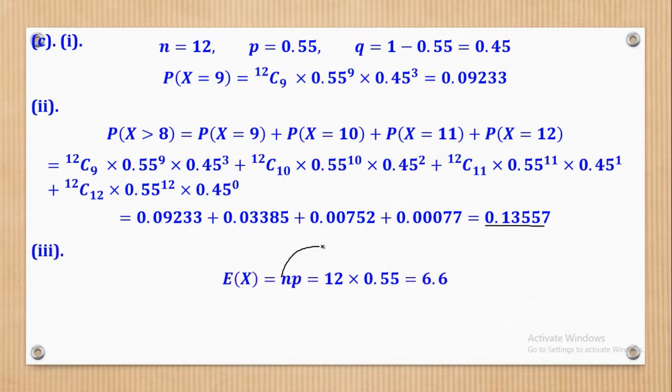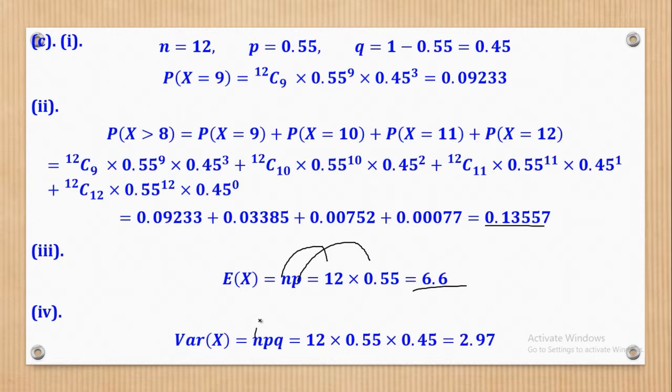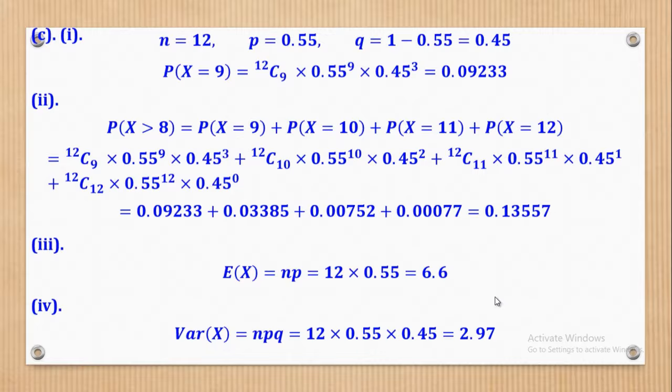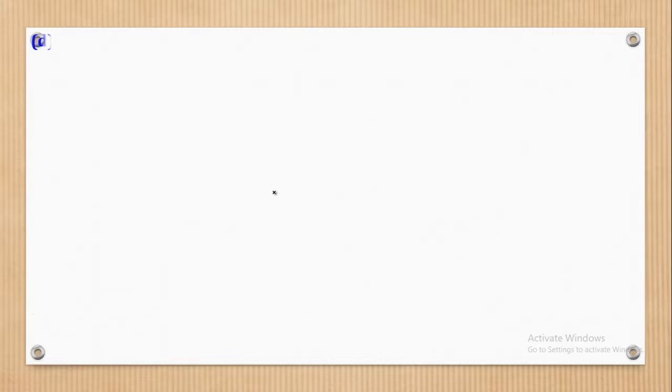Now we shall go to mean. Mean is NP. N is 12, P is 0.55, so you come up with 6.6. And lastly, variance. Variance is NPQ. N is 12, P is 0.55, Q is 0.45, so you come up with 2.97.